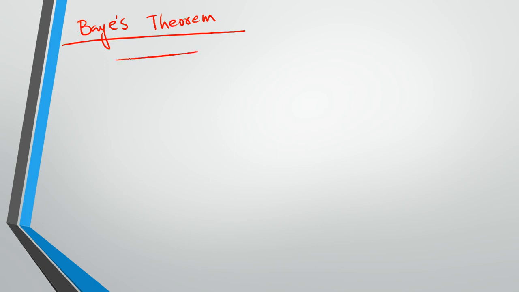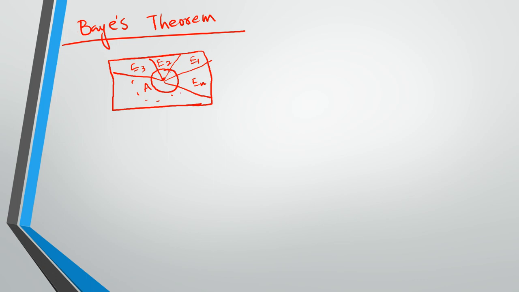As I said before, it's better if you remember this diagram. It's very useful. This is the sample space, and there are some events E1, E2, E3 all the way till En. This is event A.